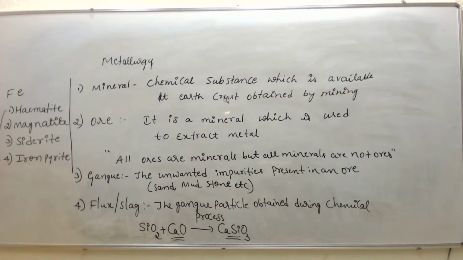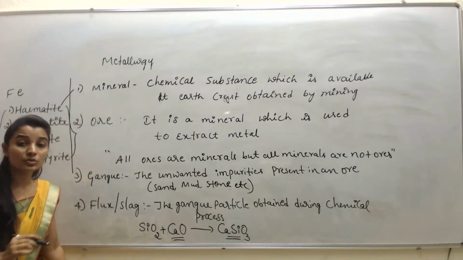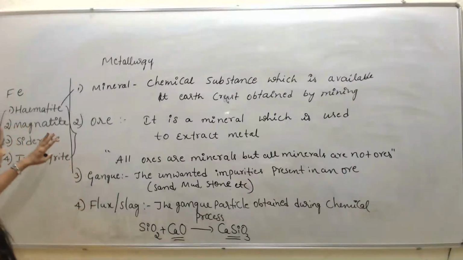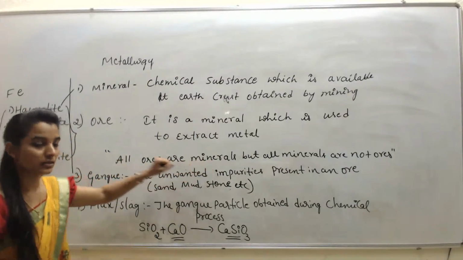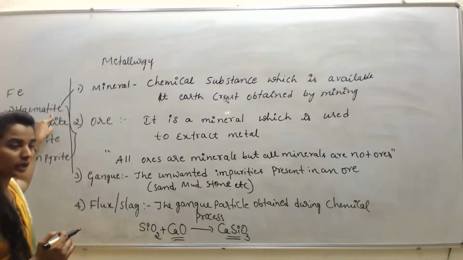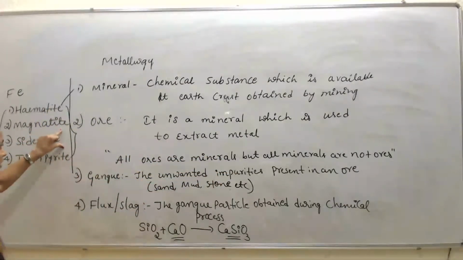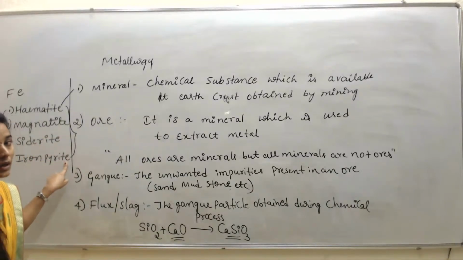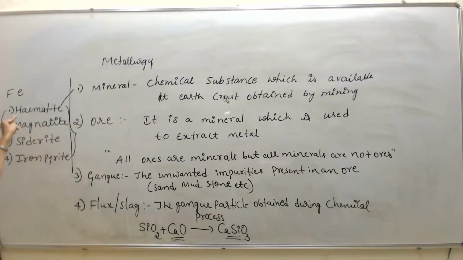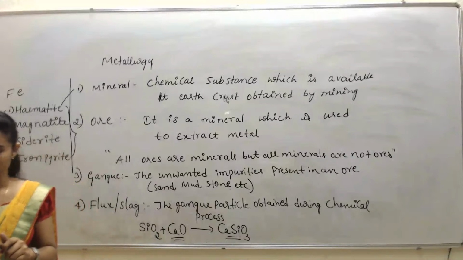Okay, students, all these four are minerals of iron. Hematite, magnetite, siderite, and iron pyrite. But here only hematite is used to extract iron. So this example obeys the sentence. All ores are minerals: hematite is an ore we use to extract iron, so it is a mineral. But all minerals are not ores. All these four are minerals, but among these we didn't use the other three to extract iron. Why we choose only hematite, I'll explain now.